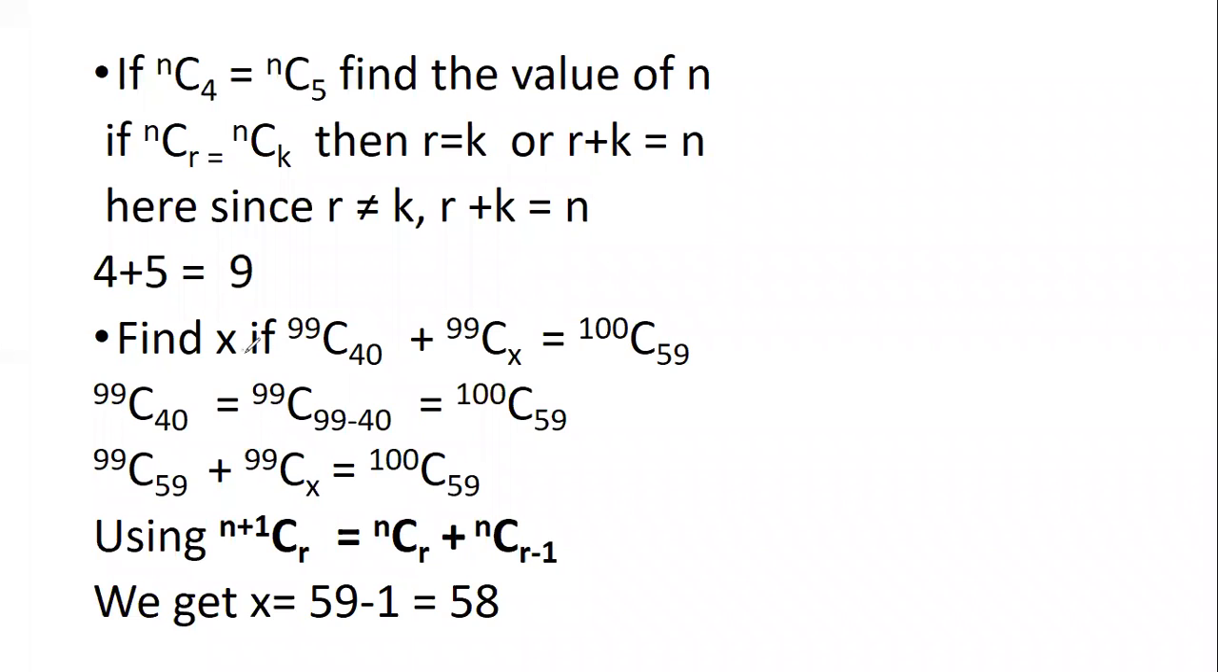Okay, now going on to the next problem. Find x. We are supposed to find x. If 99C40 plus 99Cx is equal to 100C59. This can be solved using one of the properties of combination, that is n plus 1 Cr is equal to nCr plus nC(r minus 1). Now let us apply this first.